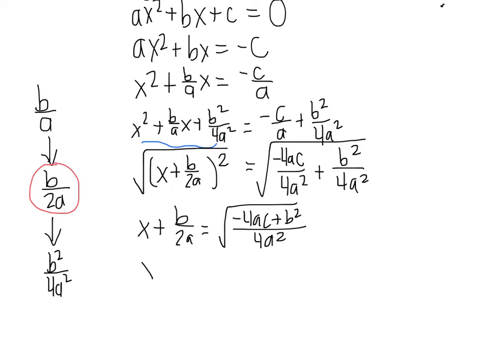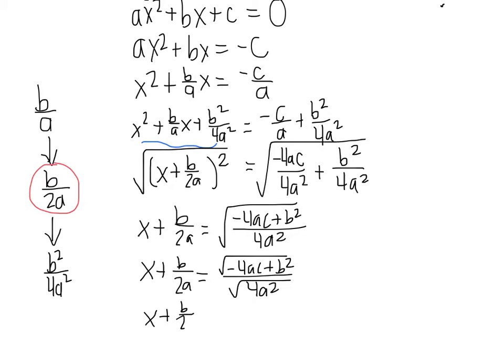Now when you square root a fraction, you can square root the numerator and the denominator separately. The reason I want to do that is the denominator is actually a perfect square, so it's square rootable. So we're going to write it like this. And the denominator can be square rooted, and it's going to be the square root of negative 4ac plus b squared all over 2a.